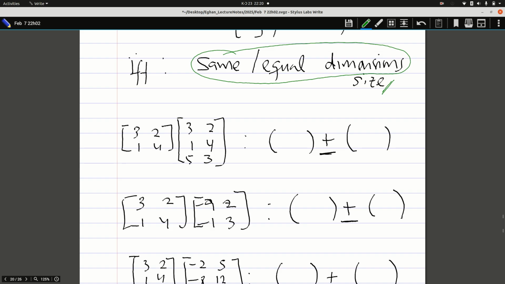This matrix here is 2 by 2. You'd want to confirm. Why? Because we know. This matrix here is 3 by 2. Can we add them? No. Can we subtract them? No. Why? Because the dimensions are not the same. They are not equal. So we can't add them.